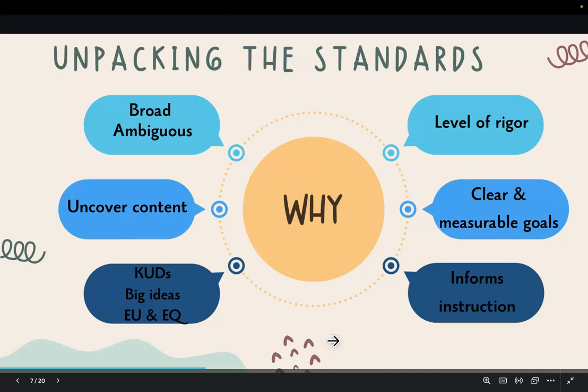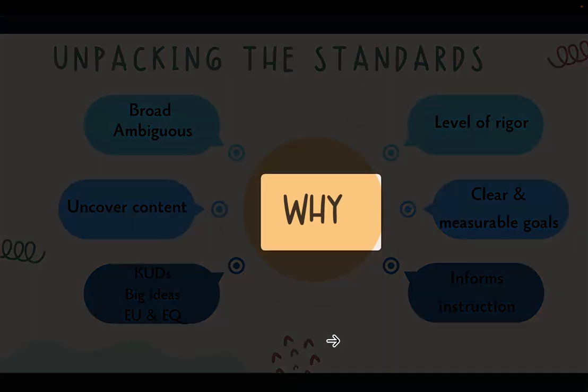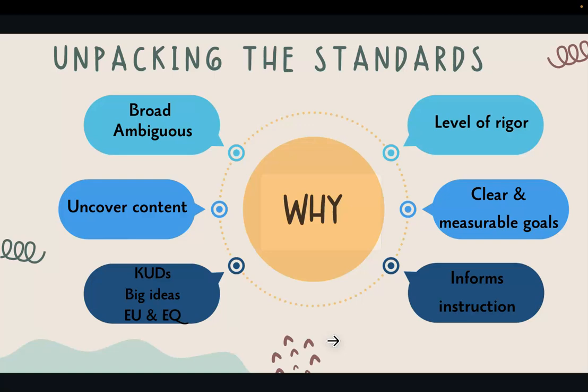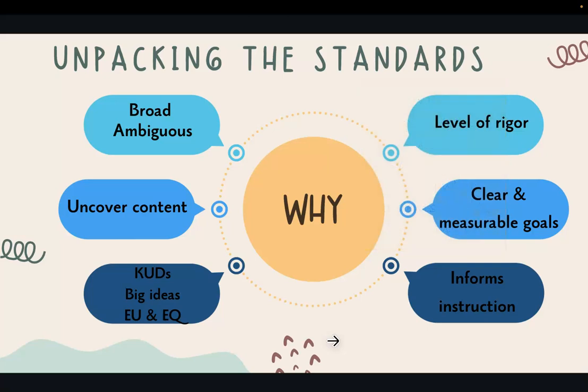Now, why should standards be unpacked? Most standards usually will require some amount of unpacking. And when I say unpacking, I'm thinking of really pulling it apart, tearing it apart, dissecting it, looking at all the elements of that standard collaboratively, right? Because the more collaborative the process, the clearer the outcomes and the goals for the students at a particular grade level.